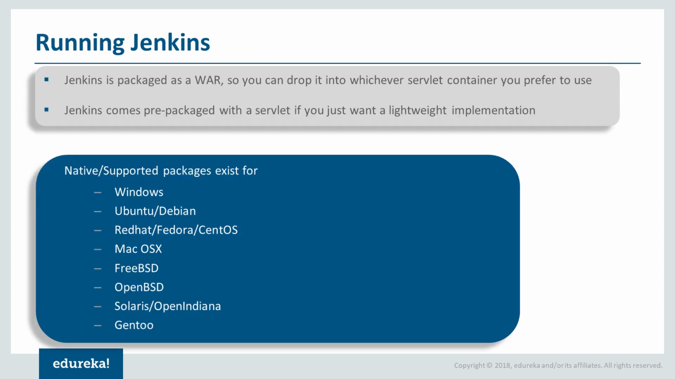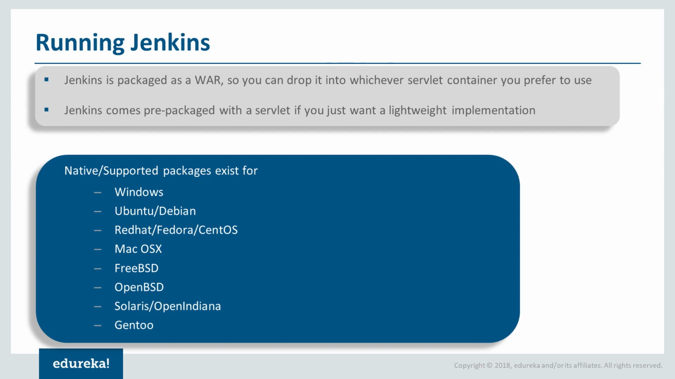Running Jenkins is again extremely easy. As we have discussed before, it is packaged as a WAR file, so you can drop it into whichever servlet container you prefer. You can use it as a Docker container and on multiple types of platforms. Native supported packages exist for Windows, Ubuntu, the Red Hat family, macOS, FreeBSD, OpenBSD, Solaris, and Gentoo. In fact, all the major server platforms are supported as per the list.